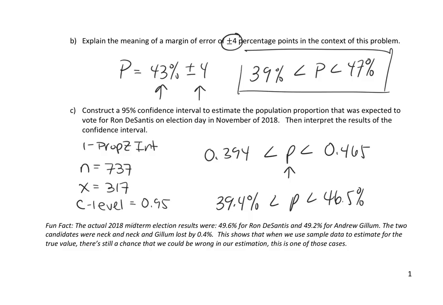Well, the good news is that 2018 was several years ago, and so we actually know what the true value is because we have the results from that midterm election. And it actually turned out that 49.6% of all Florida voters voted for DeSantis. So notice that 49.6% is not even inside our confidence interval. So this confidence interval is actually one of the 5% of confidence intervals that miss the true proportion value. So that's pretty interesting.